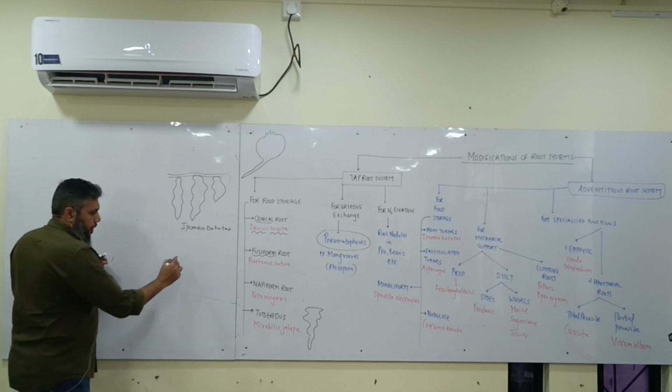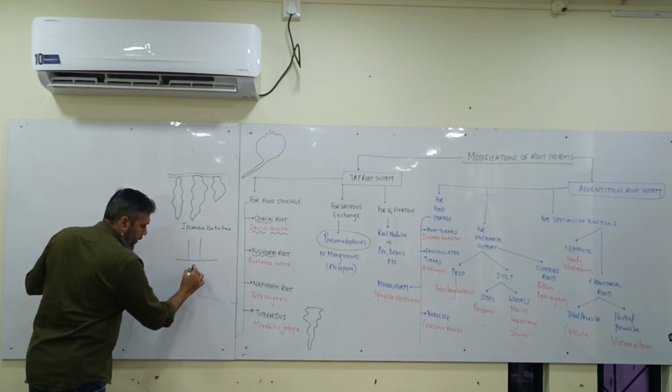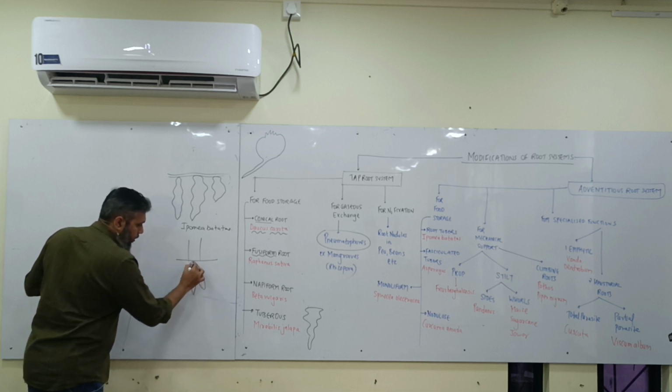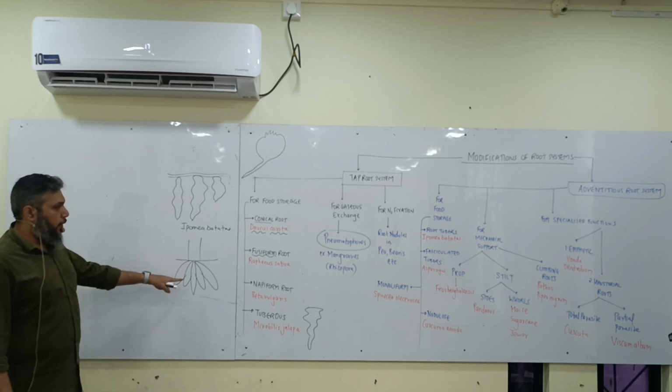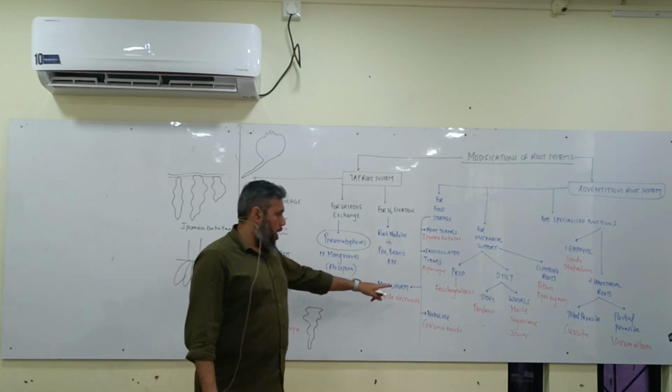Then fasciculated tubers में here these are growing in bundles. Bundle is called fasciculi. इसलिए क्या word use किया है? Fasciculated tubers. Example is what? Asparagus.